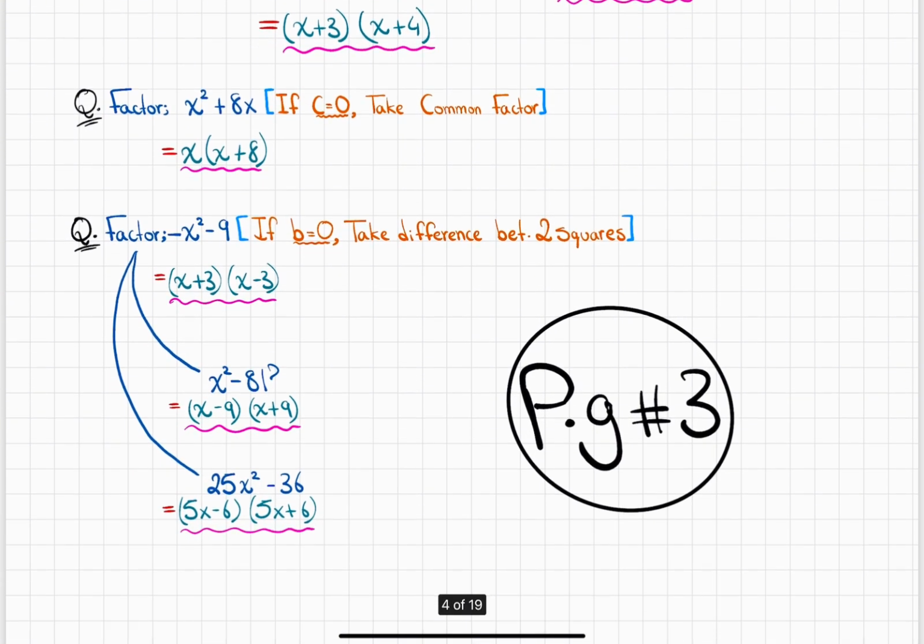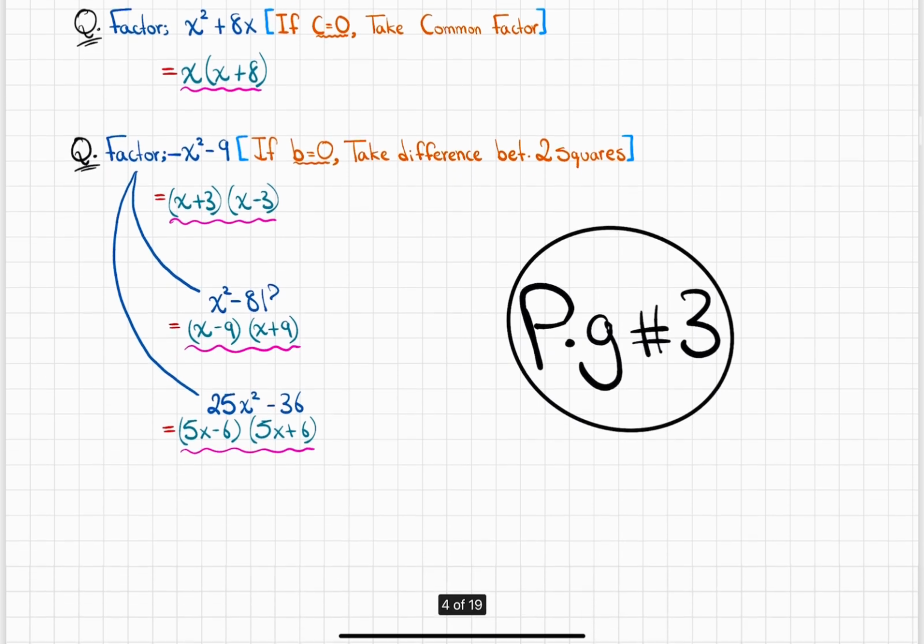If c is equal to 0, then you take out the common factor. So for example, x squared plus 8x is going to be x(x plus 8). You factor out the common factor because there is no c. And if b is equal to 0, then you use the rule of difference between two squares. x squared minus 9 is (x plus 3)(x minus 3). x squared minus 81 is (x minus 9)(x plus 9). 25x squared minus 36 is (5x minus 6)(5x plus 6). So you use difference of two squares.